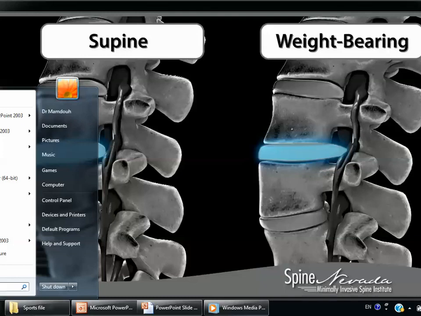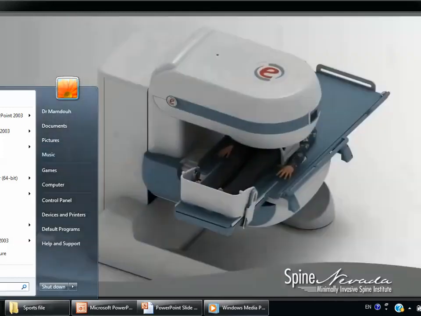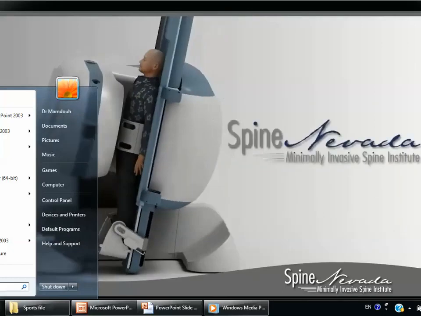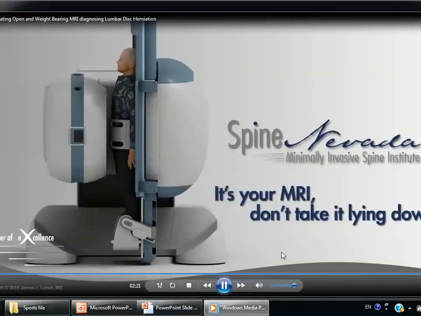If you experience more pain or numbness when you are standing or sitting, insist on a stress test MRI today. It's your MRI. Don't take it lying down.